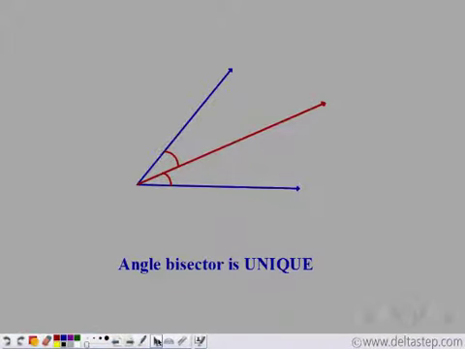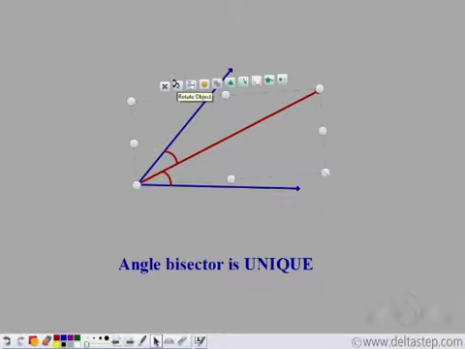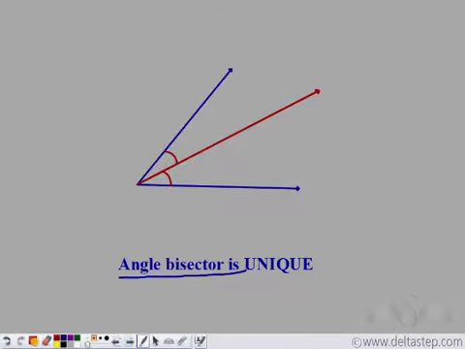Now if we try to make another angle bisector, let us see what happens. So this is an angle bisector. If I rotate it, then this angle becomes smaller and this angle becomes bigger. If I rotate it the other way, then this angle becomes smaller and this angle becomes bigger. So the angles do not remain equal anymore. So we can have only one angle bisector. Hence, an angle bisector is unique.